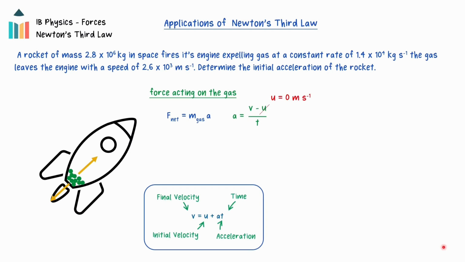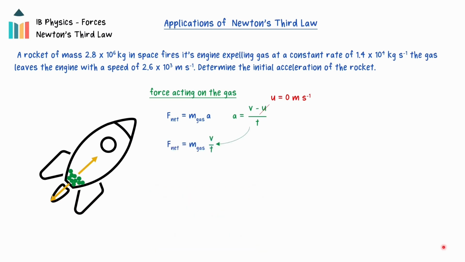Because the gas molecule starts from rest, this kinematics equation can be simplified and substituted into Newton's second law. So the net force acting on the gas is equal to the mass of the gas divided by the time multiplied by the final velocity of the gas. Note that we can group the mass and time terms so they represent the rate of change of mass. Subbing the rate of change of mass into the given equation and solving, we can find that the net force acting on the gas is 3.6 × 10^7 newtons.